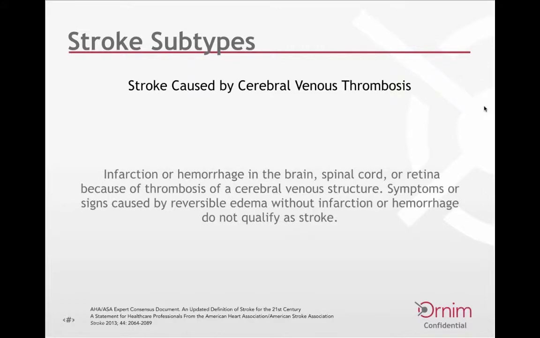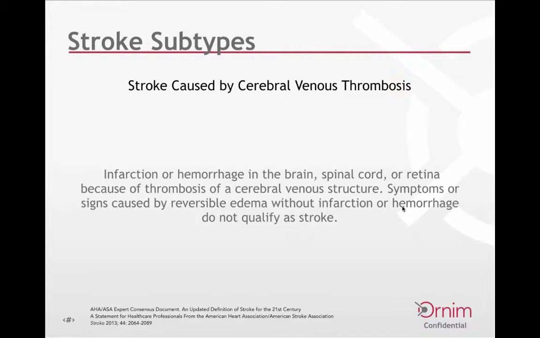Let's turn our attention to the venous side. So stroke caused by cerebral venous thrombosis is the infarction or hemorrhage into the brain, spinal cord, or retina because of thrombosis of a cerebral venous structure. And symptoms and signs are caused by reversible edema with or without infarction and do not necessarily qualify as stroke.